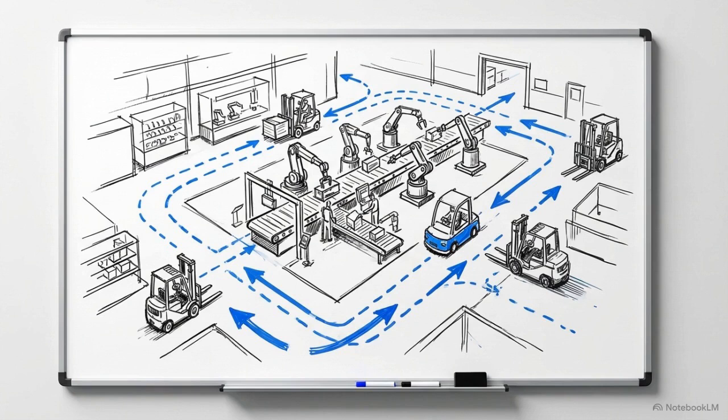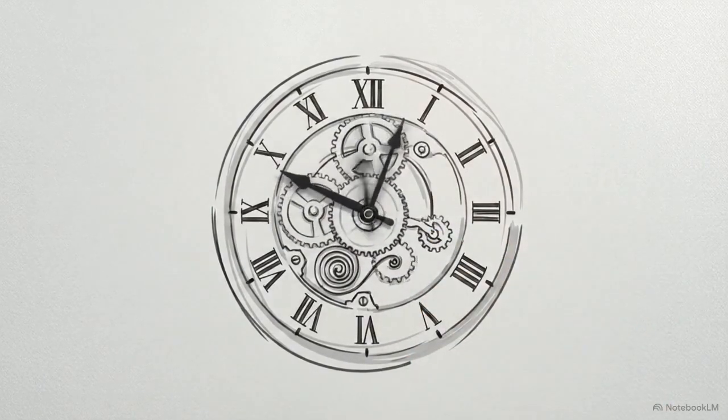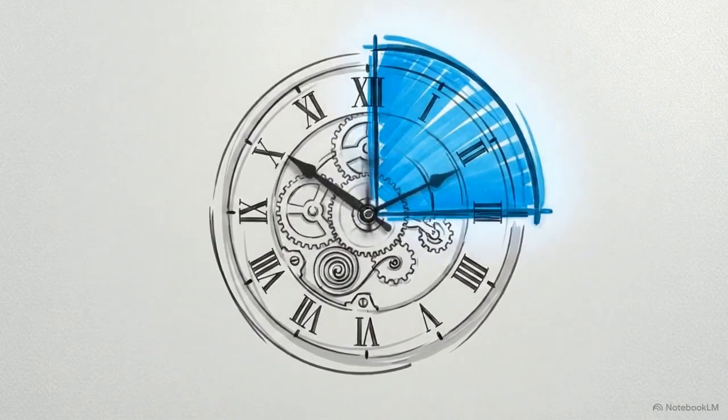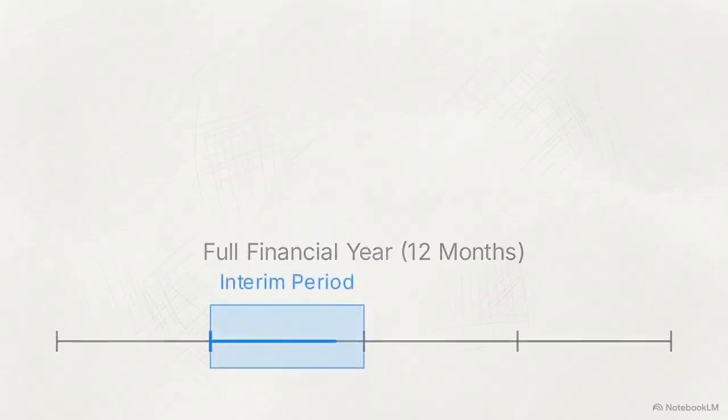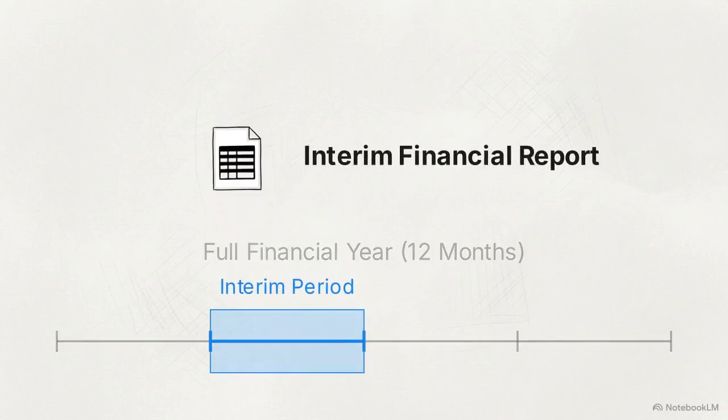A financial year is a continuous cycle of operations, capital allocation, and risk. But to truly measure a company's momentum, we have to stop the clock and isolate a specific, smaller window of time. In corporate accounting, this is an interim period. Any financial reporting timeframe shorter than a full fiscal year.